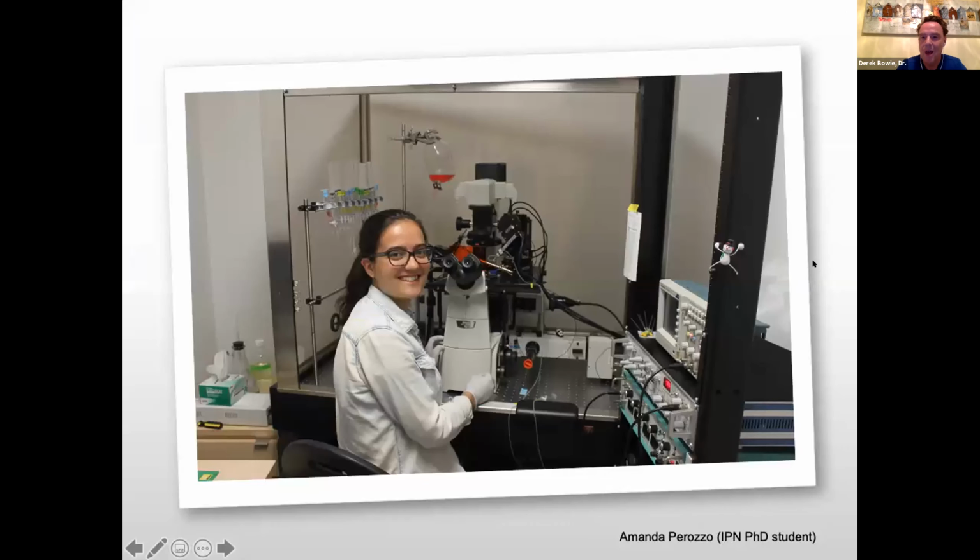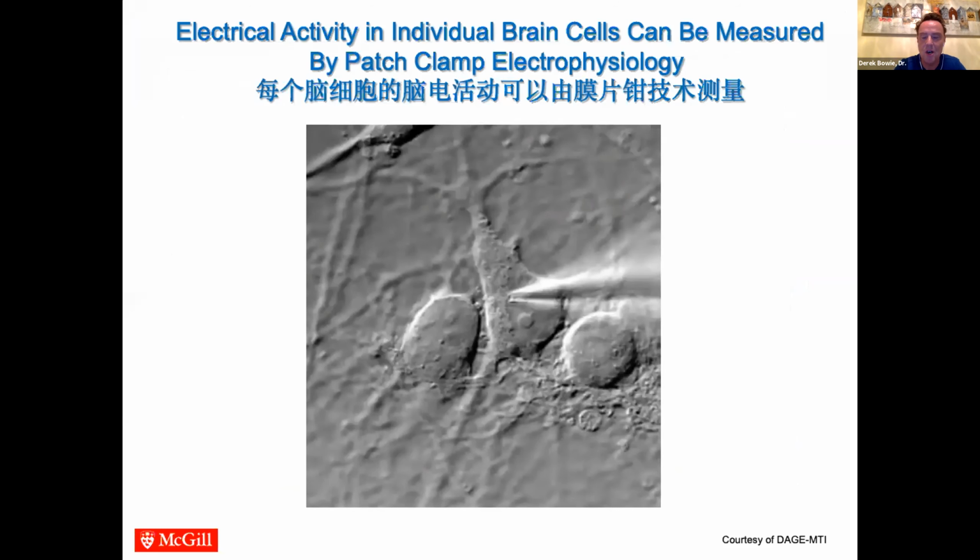To study the brain cell by cell, you have to use this kind of equipment. It's called electrophysiology, and perhaps Dr. Watt talked about this when she was talking about her work. This is Amanda Perosa, who's a graduate student in my lab, and she's using a technique called patch clamp electrophysiology. If you show the next slide, you can see what Amanda sees under a microscope. Here's a typical image that Amanda and people in the lab would see.